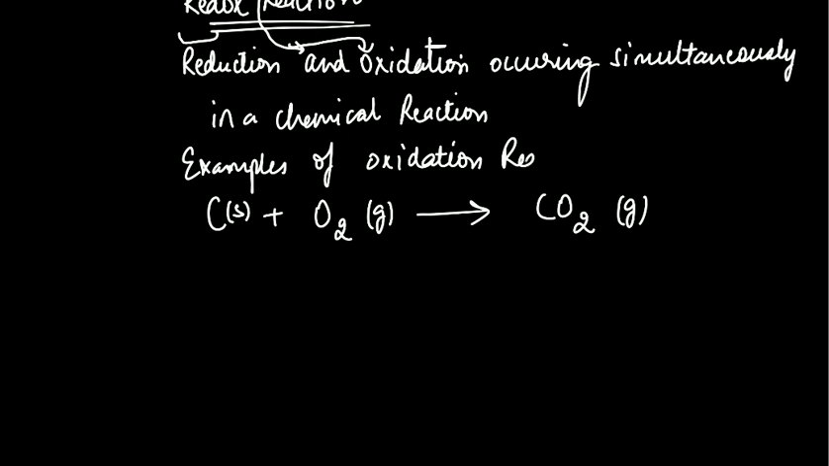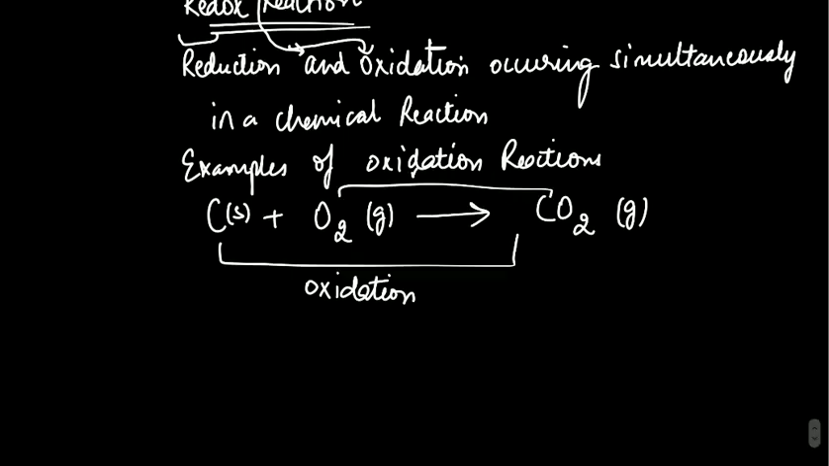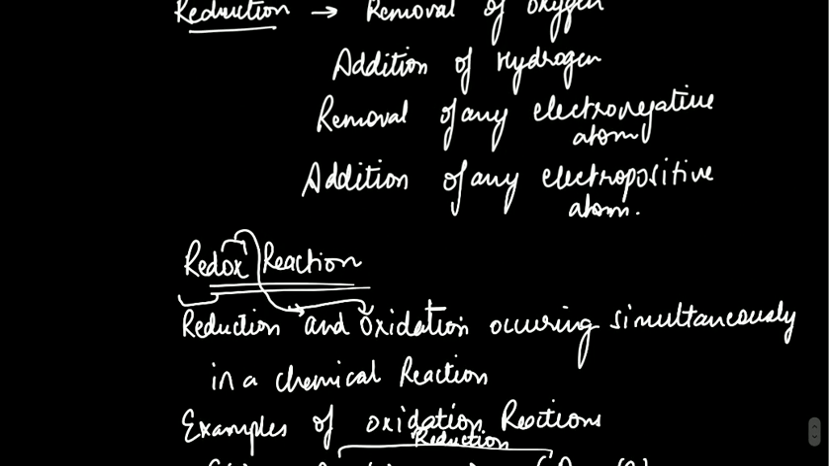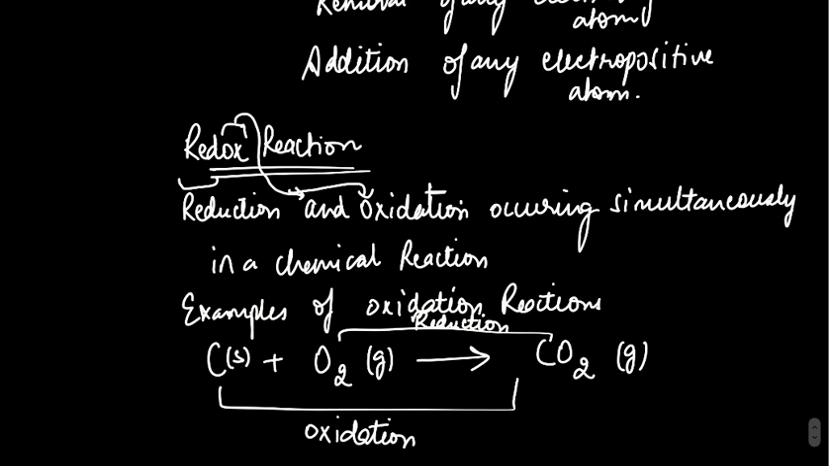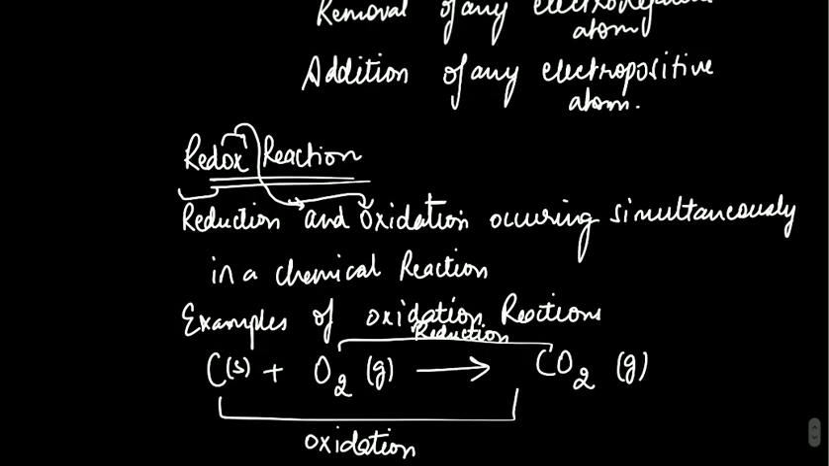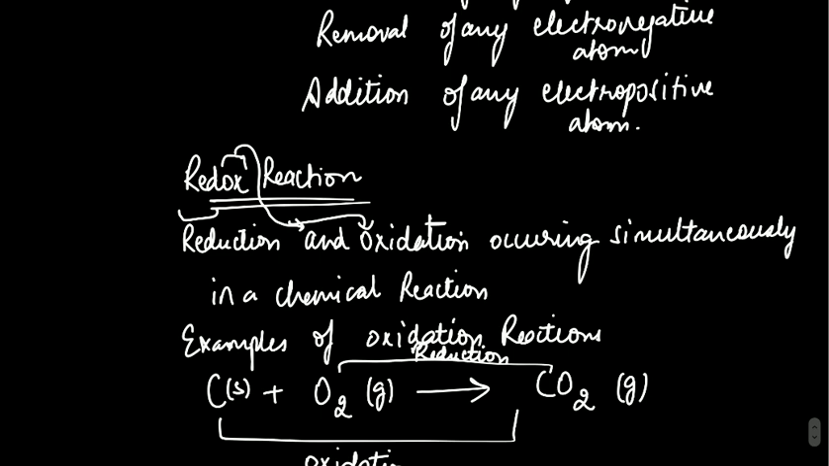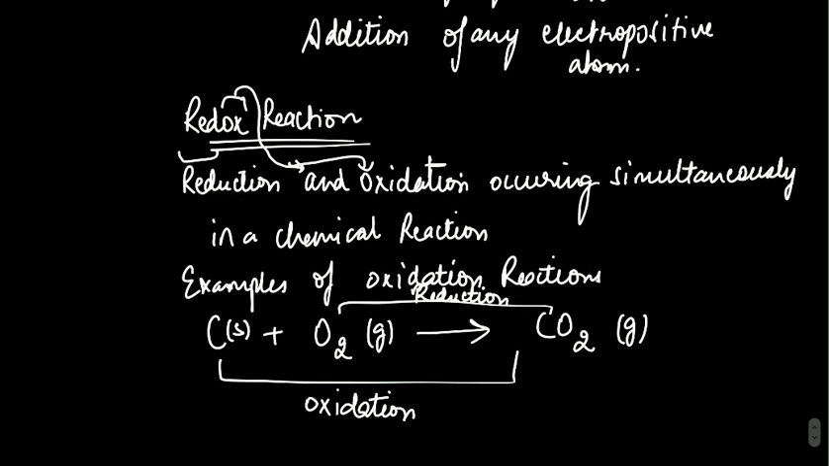So examples of oxidation reactions. Carbon is over here getting oxidized. But what is happening to the oxygen itself? That nobody talks about in the basic examples. So this is reduction. Because if you go back to the definitions, any element adding in over here, carbon is acting electropositive, and oxygen is acting as electronegative.